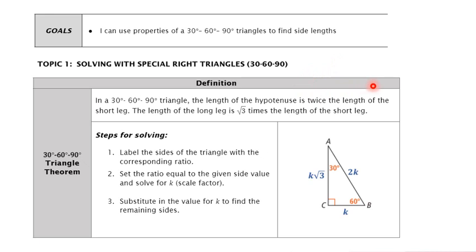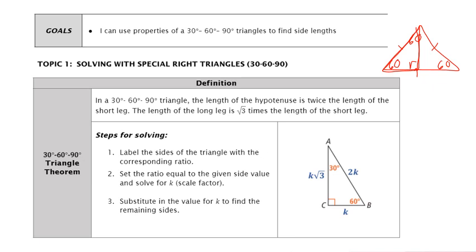For the 30-60-90 triangle, what we're going to find is that this is actually half of an equilateral triangle. An equilateral triangle is a triangle where all the sides and all the angles are the same length. So the angles are all 60, the sides are all the same length. When we cut it in half, we actually create a 30-60-90 triangle. So that's where these ratios are coming from when we take an equilateral triangle and cut it in half.